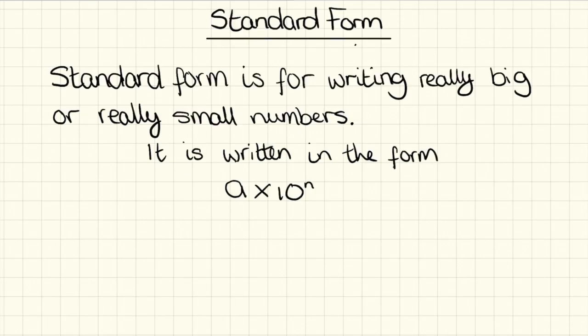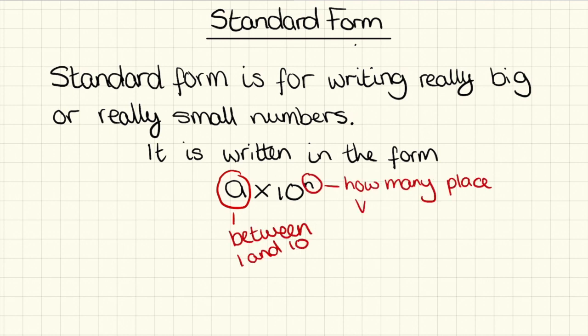Standard form. Standard form is a way of writing really big numbers or really small numbers. It is written in the form a times 10 to the power n. A is a number between 1 and 10, not including 10, and n is how many place values it has moved to be between 1 and 10.